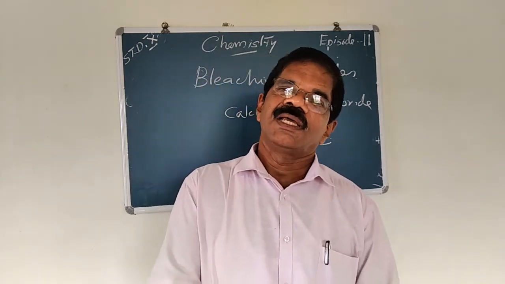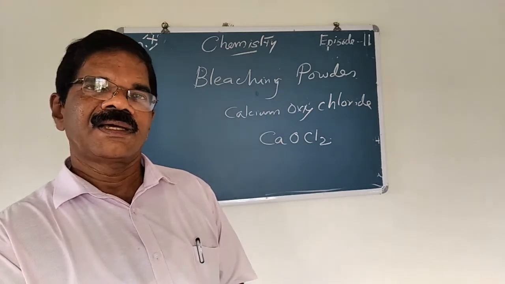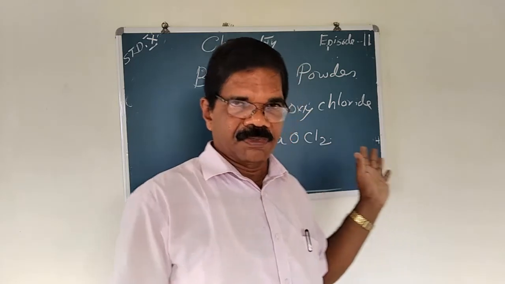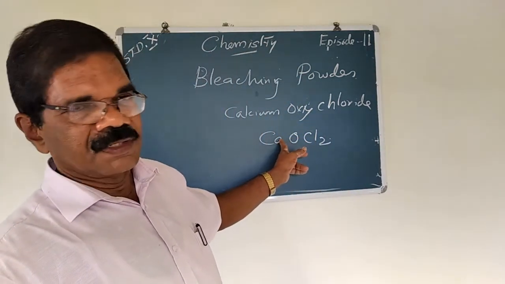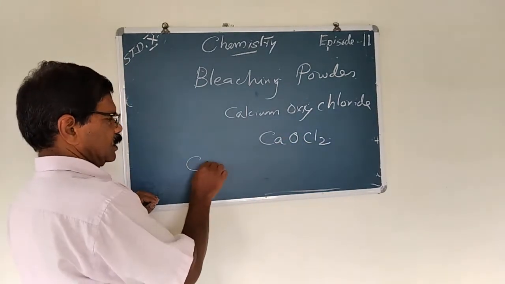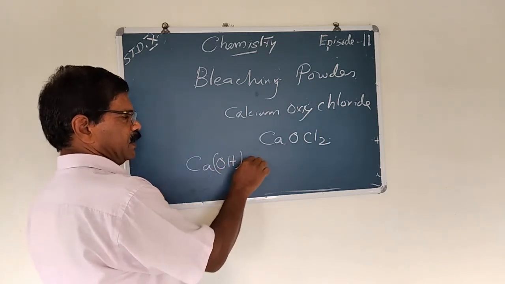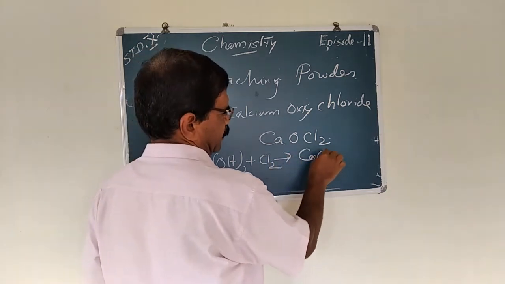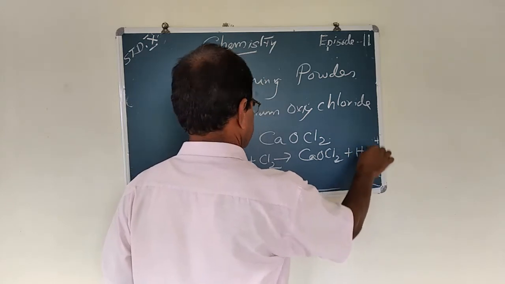It is used for bleaching and purifying water. It is used as an oxidizing agent in the paper industry, bleaching materials, etc. How is it produced? It is produced by the action of chlorine on calcium hydroxide, Ca(OH)2. On passing chlorine, it will produce CaOCl2 plus H2O.